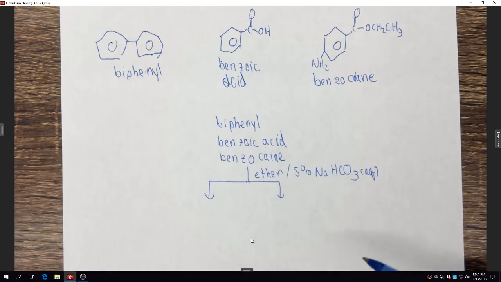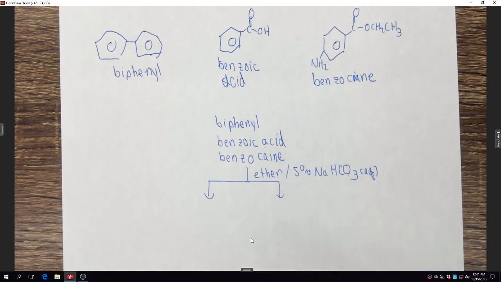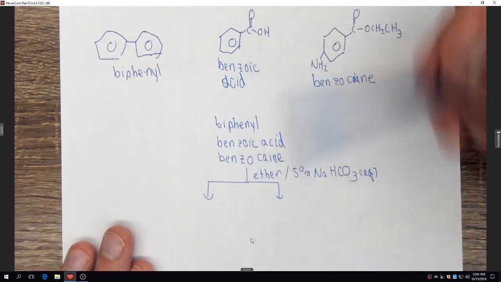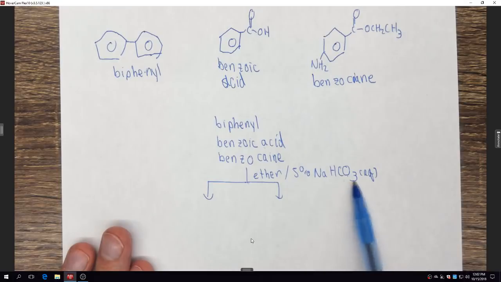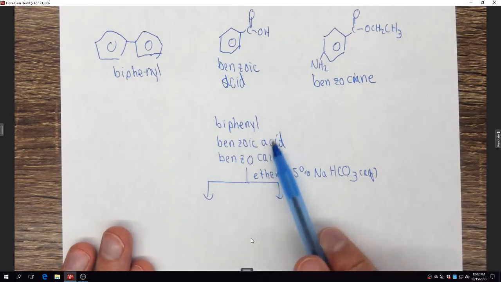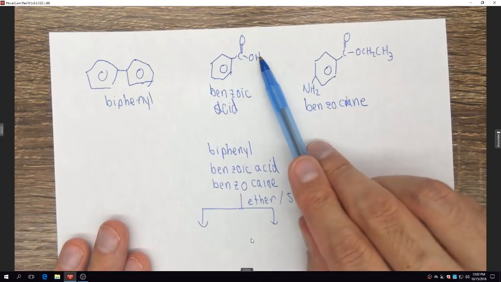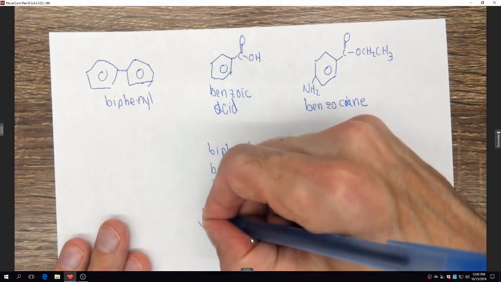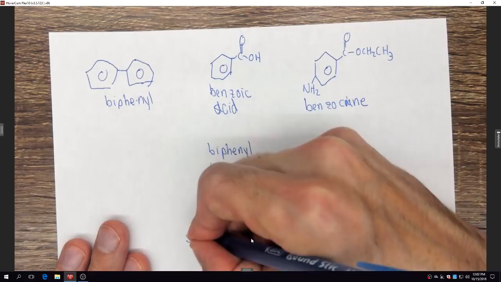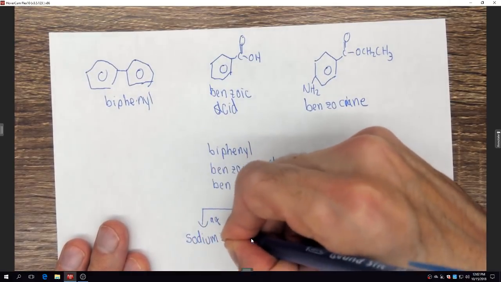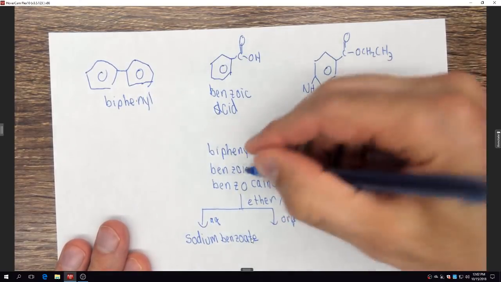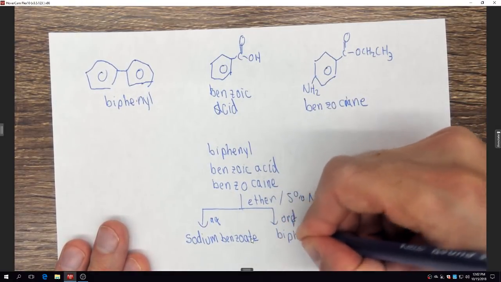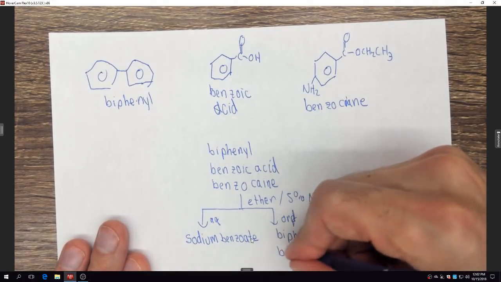We're going to do this in a separatory funnel. We're going to have two layers, right? The ether layer and the water layer, because the other 95%, as I said, is water. And we're going to separate out one of these molecules. Again, which of these three molecules will react with a base, sodium bicarbonate? Benzoic acid. Specifically, this proton will come off. And what we'll end up with is the aqueous layer containing sodium benzoate, and an organic layer containing biphenyl and benzocaine.